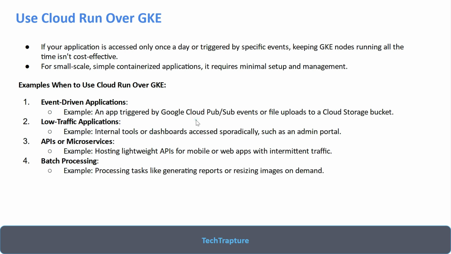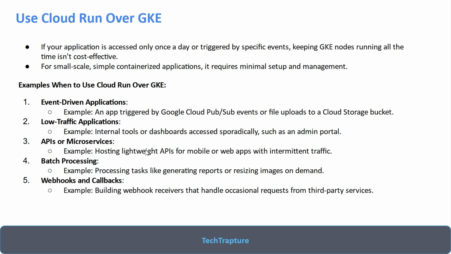For batch processing, as I said, we have a scheduled task or scheduled job. In that case also we can use Cloud Run. You can see generating reports or resizing images based on certain events, we can use Cloud Run. And webhooks and callbacks, for example, building webhooks to handle occasional requests from third party services, we can use Cloud Run. So these are some options where we should use Cloud Run over a GKE.